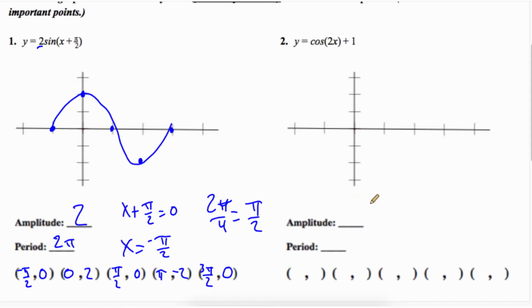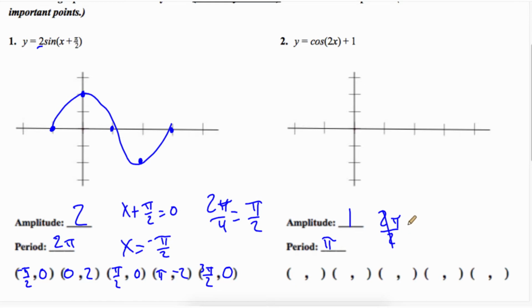Now taking a look at number 2, we've got y equals the cosine of 2x plus 1. There's no number in front of our cosine, so the amplitude is going to be 1. We do have a 2 in front of our x this time, so that's going to affect our period. So we need to take our 2 pi period divided by that b value of 2. So we end up with a period of just pi.